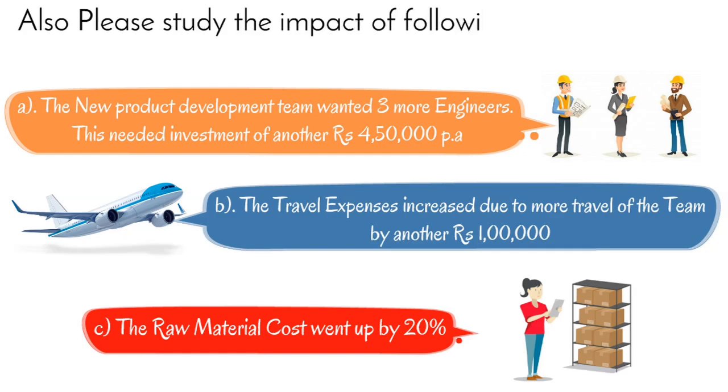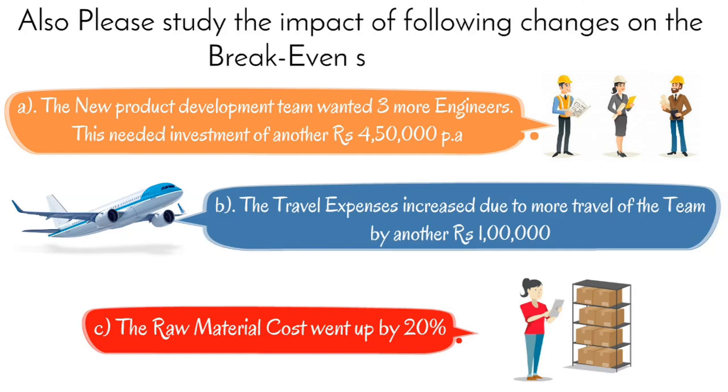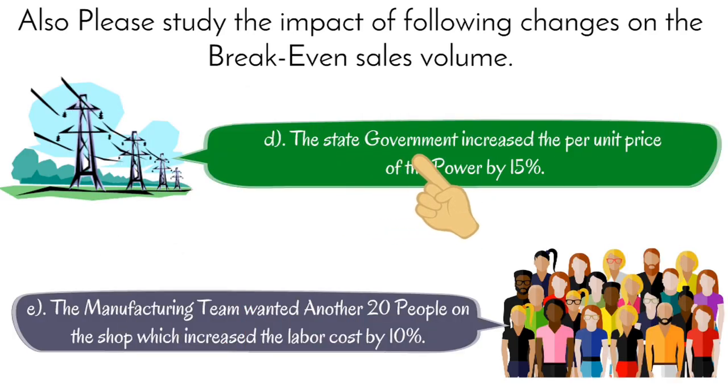Also, please study the impact of following changes on the break-even sales volume. The new product development team wanted 3 more engineers. This needed investment of another rupees 4,50,000 per annum. The travel expenses increased due to more travel of the team by another rupees 1 lakh. The raw material cost went up by 20%. The state government increased the per unit price of the power by 15%. The manufacturing team wanted another 20 people on the shop, which increased the labor cost by 10%.